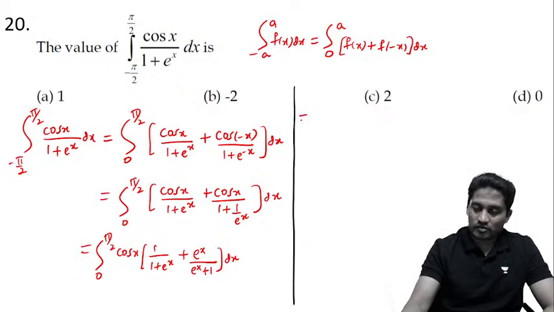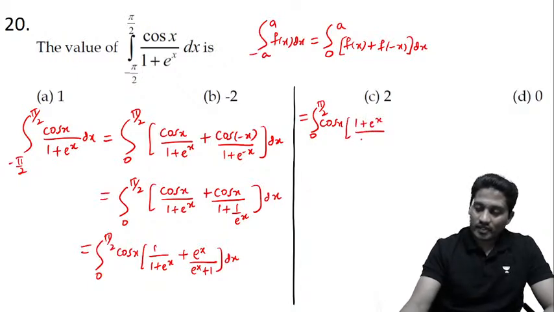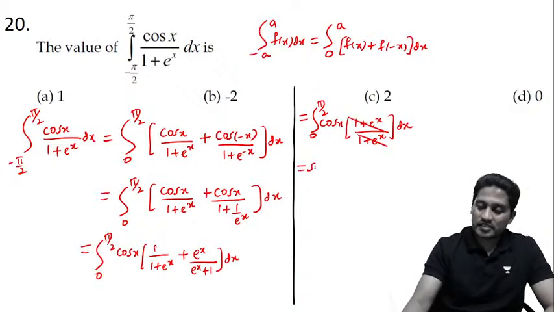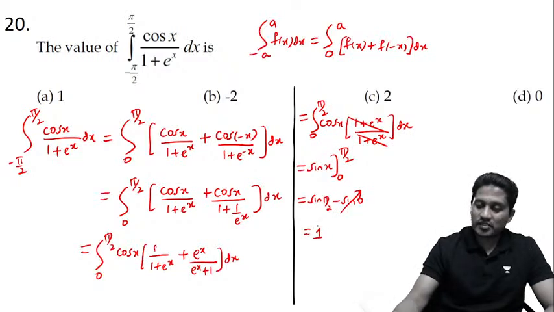This becomes 0 to pi by 2. Okay, cos x out, you will get 1 plus e power x by 1 plus e power x. This fellow will cancel. Integration of cos x is sin x between the limits 0 to pi by 2. Upper limit is sin pi by 2 and lower limit is sin 0. Sin 0 is 0, sin pi by 2 is 1, right? Answer will be equal to option A.